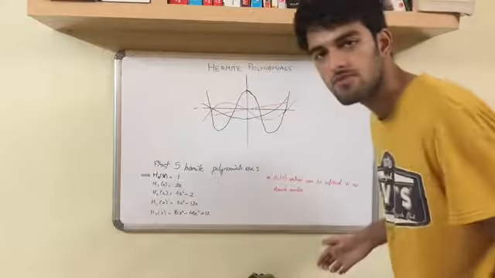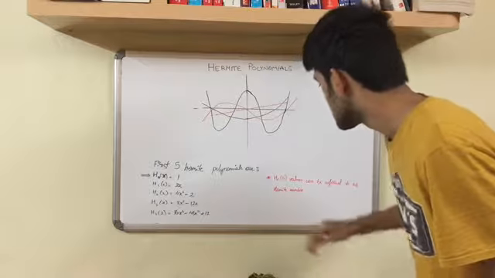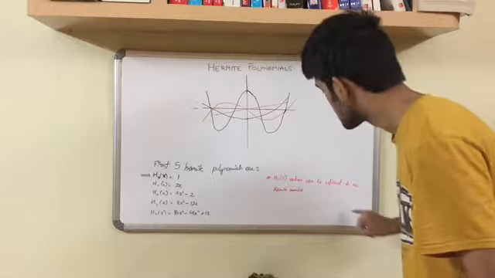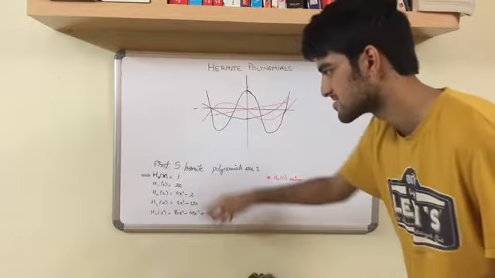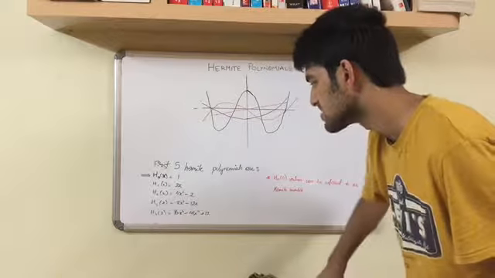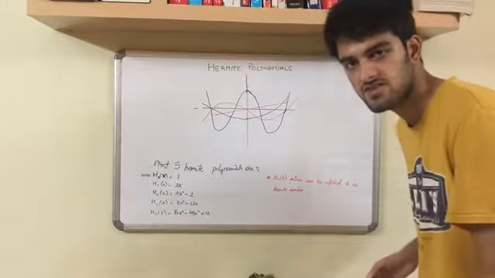One more important point that can be noted is that Hn of 0, when substituted, gives values that can be referred to as Hermite numbers. So the Hermite numbers would be 1, 0, minus 2, 0, 12, and so on the sequence would go.